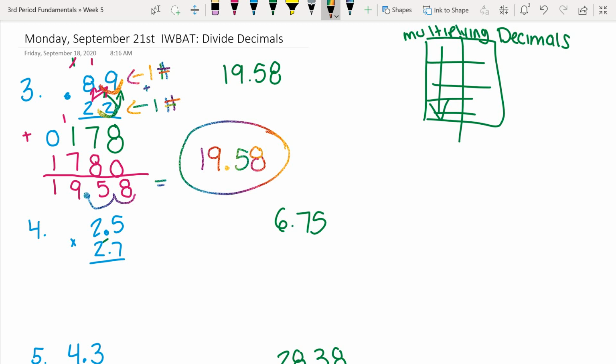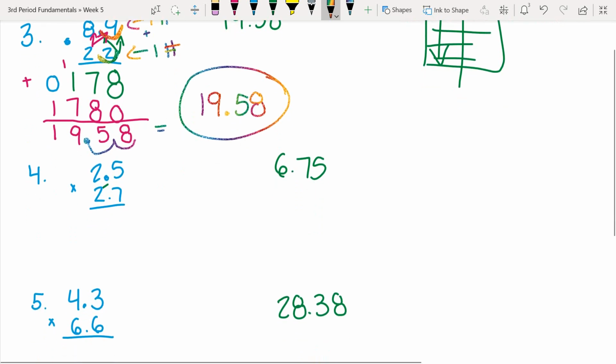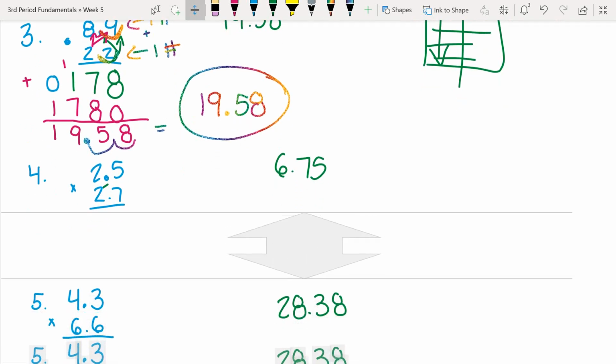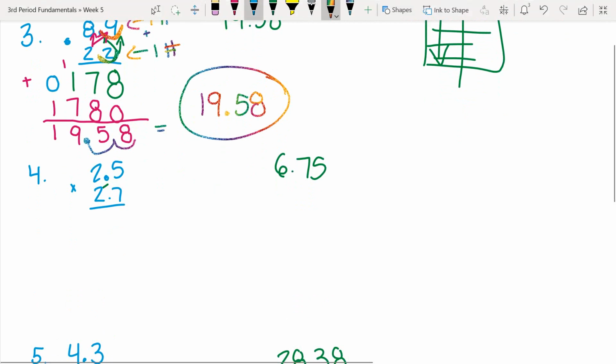If you were like me and actually make a mistake, make sure you correct anything that we didn't get to on Thursday. The next question we had on Thursday's class was 2.5 times 2.7. So our goal is to get to the answer of 6.75.